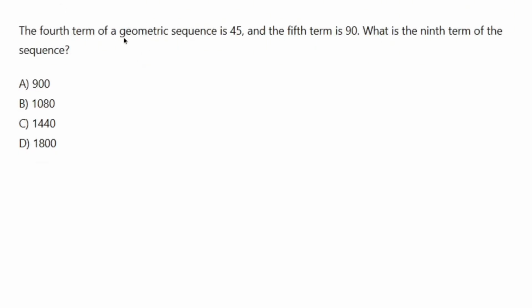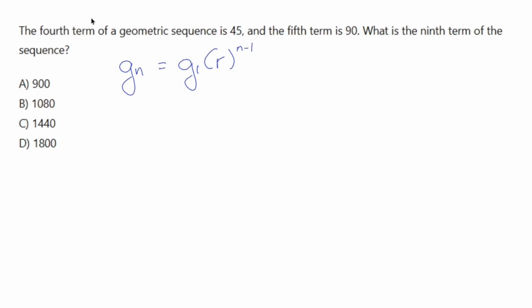The fourth term of a geometric sequence is 45 and the fifth term is 90. What is the ninth term of the geometric sequence? Well, boys and girls, the equation for a geometric sequence is g sub n equals g sub 1 times r to the n minus 1. G sub 1 is the first term. R is the common ratio, what you multiply to get from one number to the next. N is the term you're talking about, so g sub n is that term.